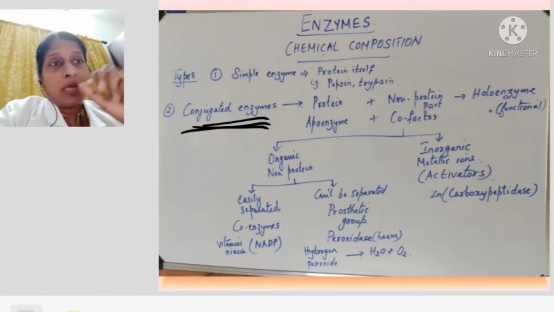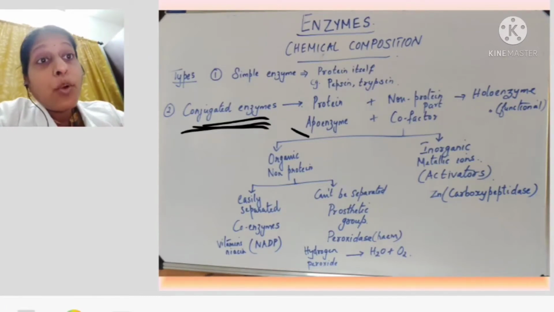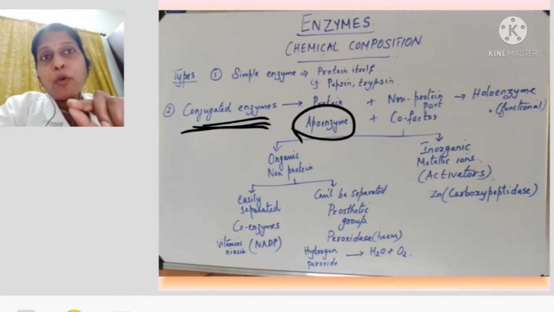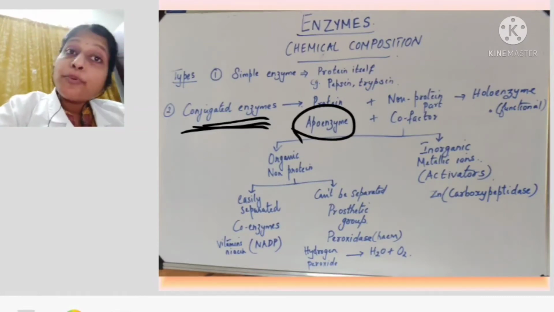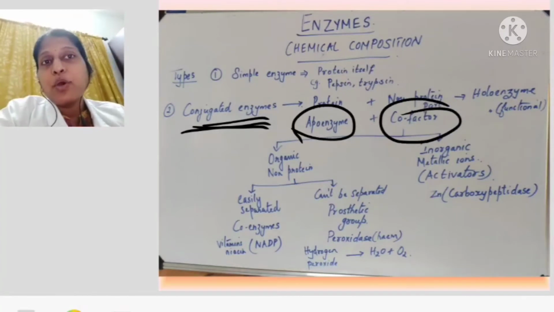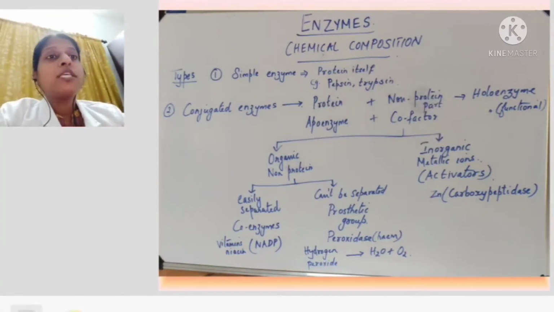Now the protein part of the enzyme is called what? The apoenzyme. So what is the protein part of the conjugated enzyme? It is the apoenzyme. And what is the non-protein part called? The non-protein part is called cofactor. What do we call them? Cofactor. This cofactor is of two types.